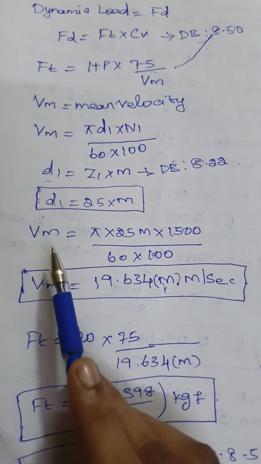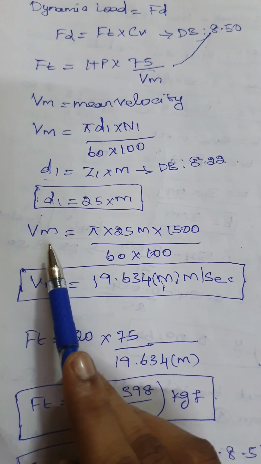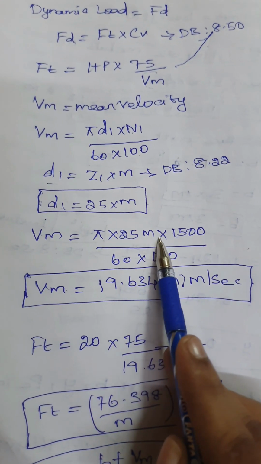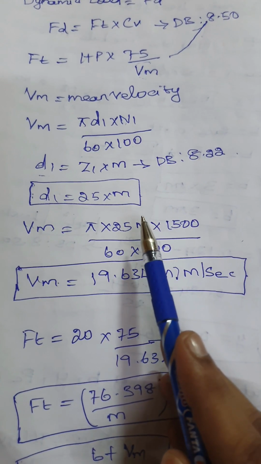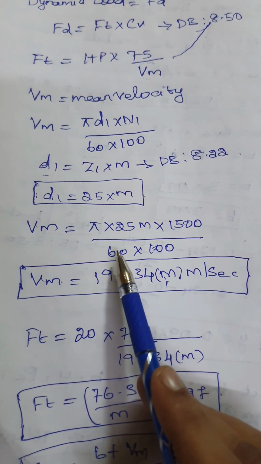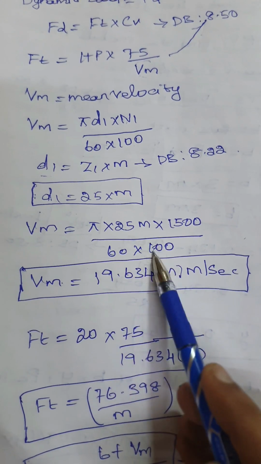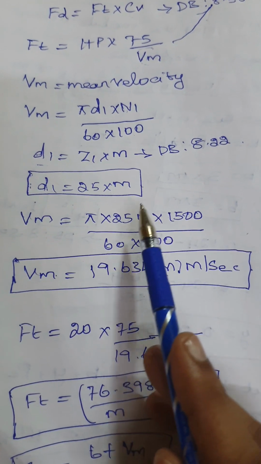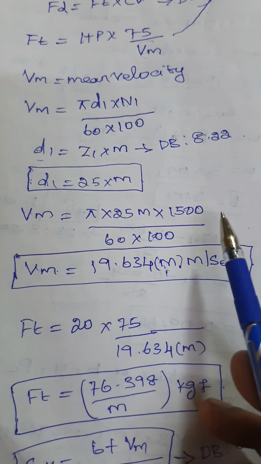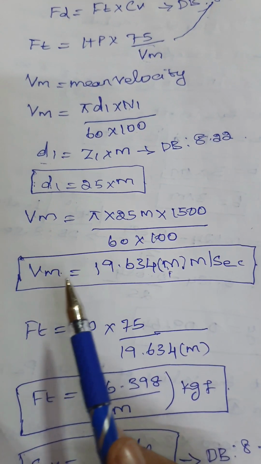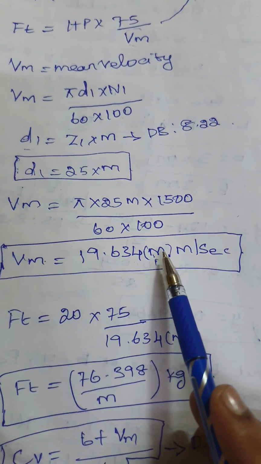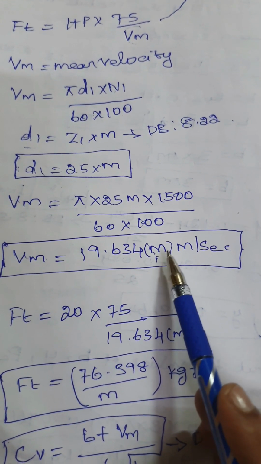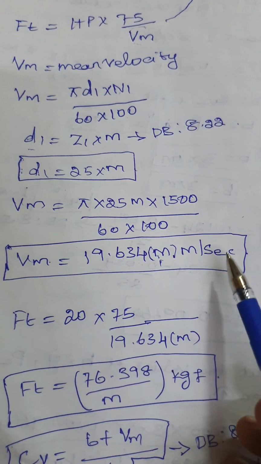So we can find the value of v of m, which will be pi into 25m into 1500. 1500 is nothing but the n1, and this is the value of d1, and here the 60 into 100 is coming. Now if you put these values and calculate using a calculator, we can find v of m, that is equal to 19.634 into m. This m is nothing but the module, which is an unknown variable, and the unit is meter per second.